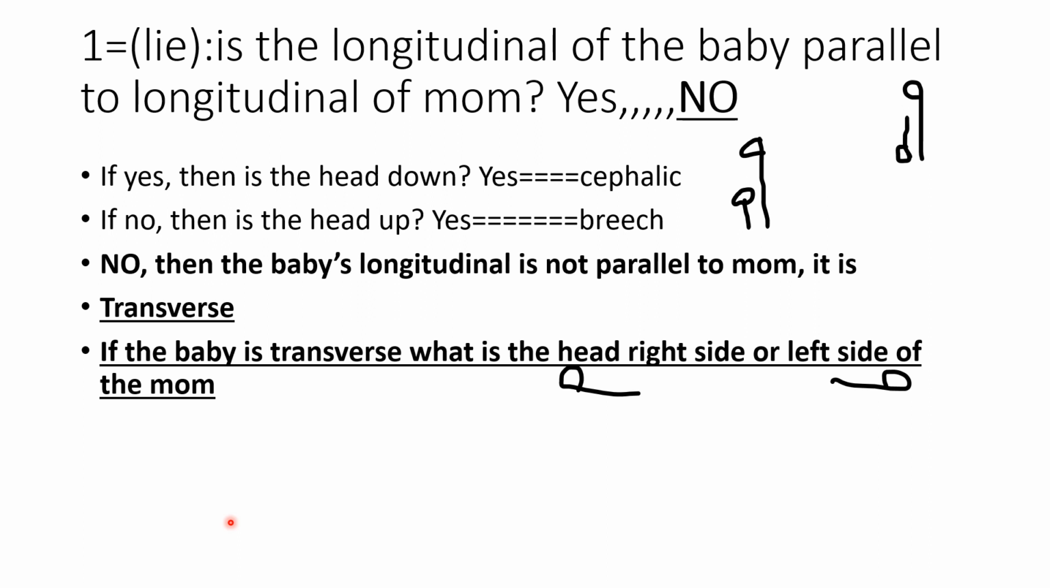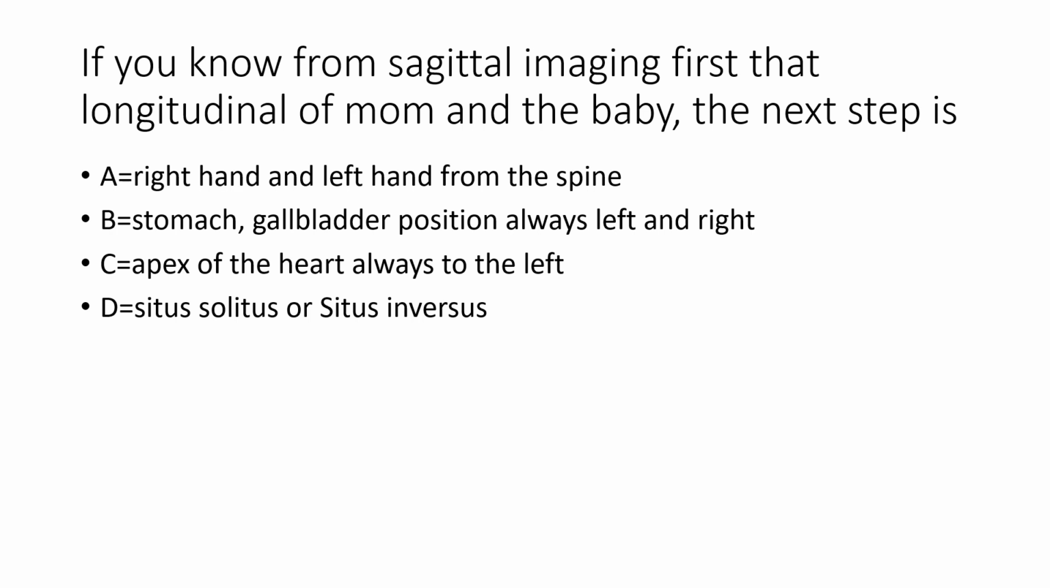The first question is whether the longitudinal of the baby is parallel to the longitudinal of mom. If it is yes, the baby is cephalic or breech. It is breech and this is cephalic. Mom head, mom baby. If it is no, the longitudinal of mom is not with the longitudinal of the baby, so the baby is transverse, head right side of the mom or head left side of mom. Please answer this question very carefully. Yes, excellent.